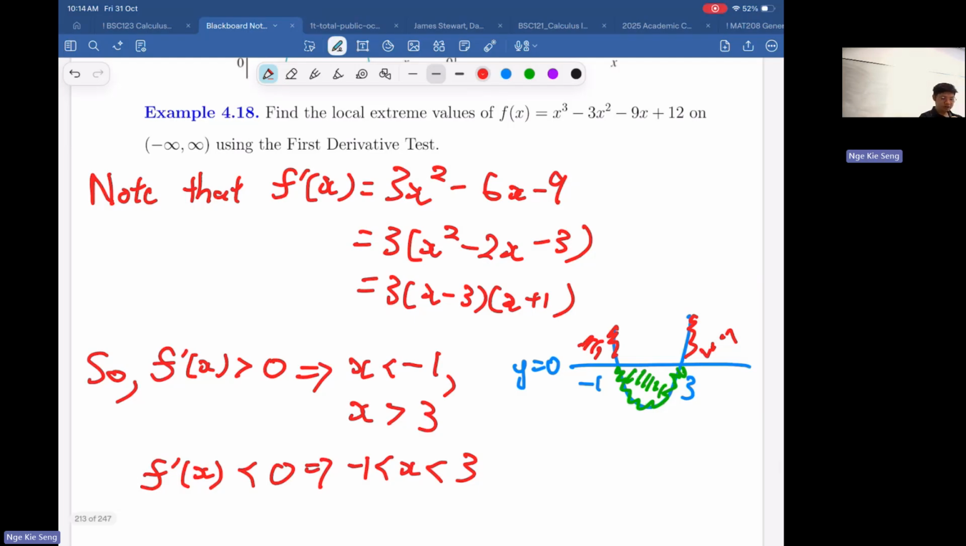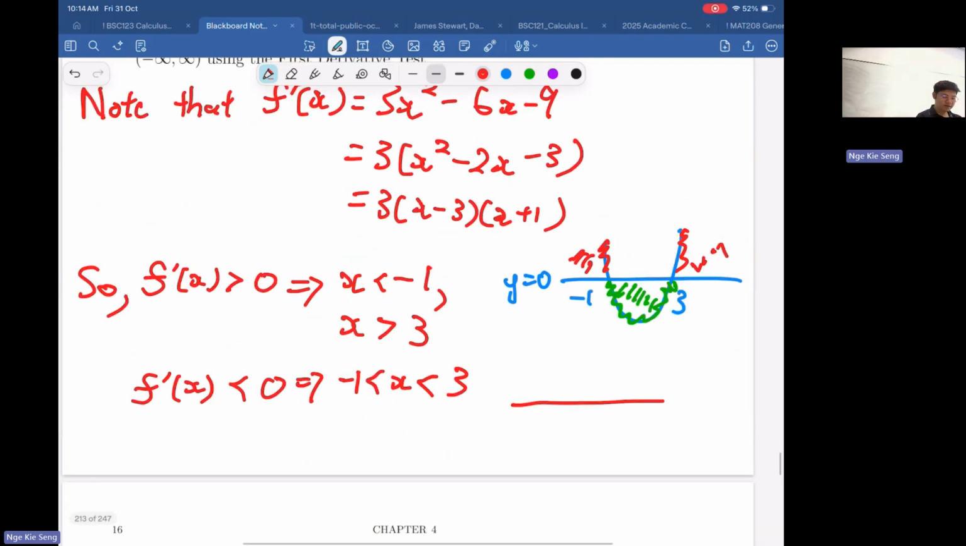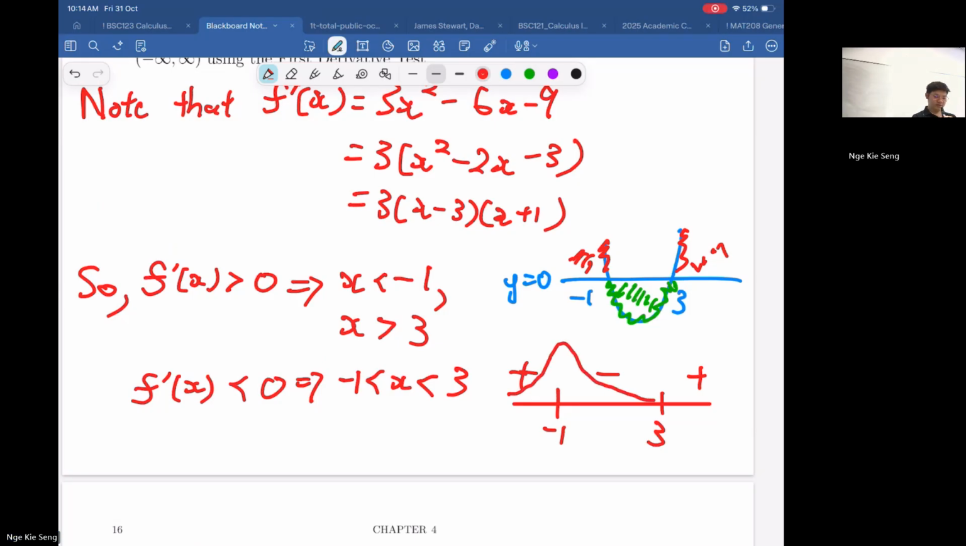Okay, so maybe we can record the signs here. Let's say -1 and 3. Before -1, there's a positive sign for your derivative, greater than 0. From -1 to 3 is a negative sign. And then beyond 3 is positive again. So meaning what? How does your function look? You're increasing, and then decreasing, and then increasing again, something like that.